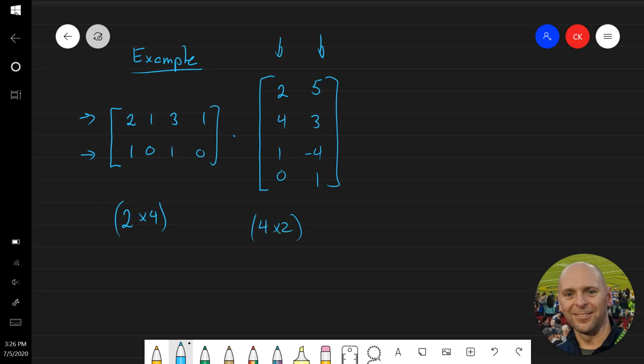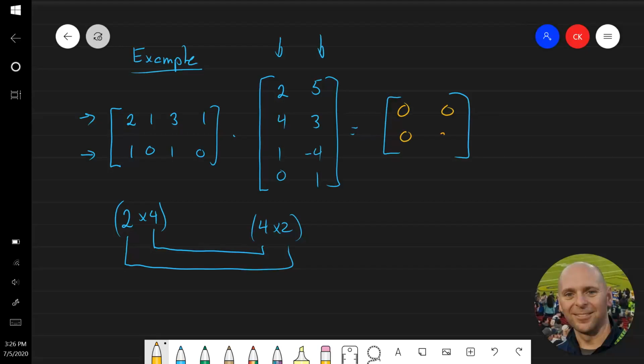When we multiply that, again, these two inner numbers have to match, and the outer two numbers will be the result of the new matrix. So this will be a 2 by 2 matrix when we're done. So I already know I'm going to have a matrix that's 2 by 2, and I'll have elements in all of these locations.